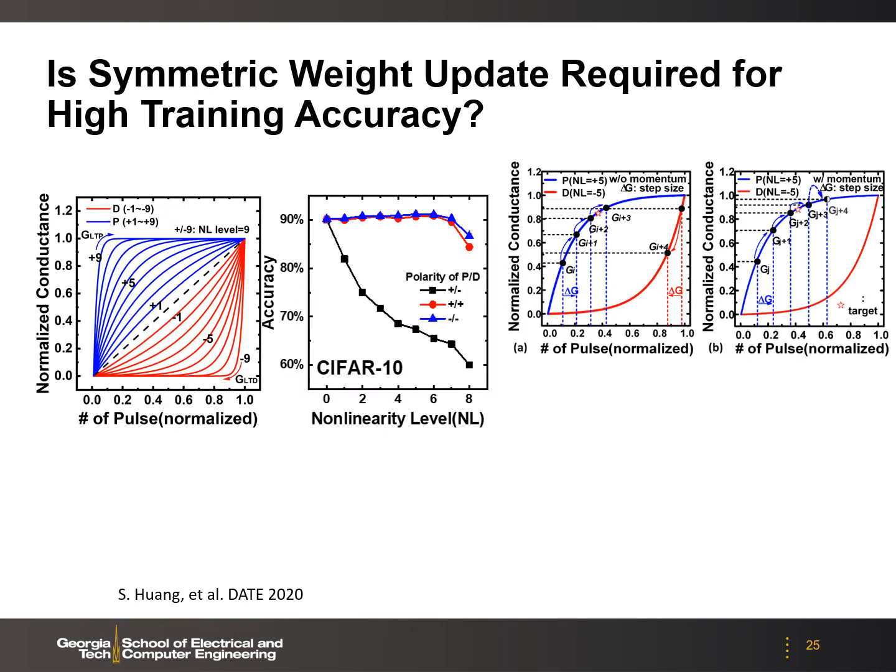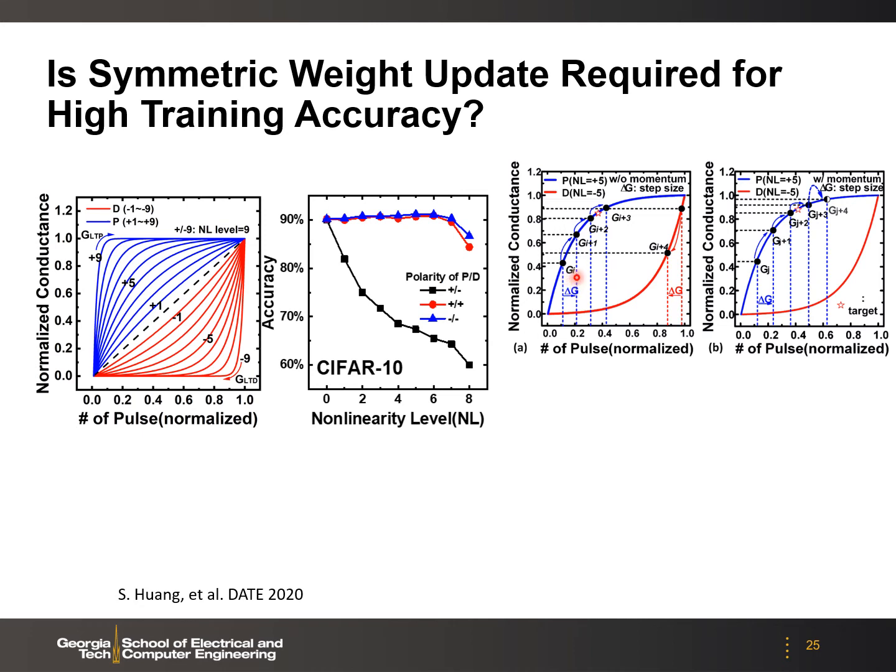The other question we want to address is whether symmetric weight update is required for high training accuracy. This is a problem when we use emerging non-volatile memories for on-chip training. As we know, the device suffers from this non-ideal weight update, where the conductance increase may follow the blue trajectory, and the conductance decrease may follow the red trajectory under the identical pulsing scheme. So here we can see that the training accuracy will quickly degrade over the nonlinearity levels from 0 to 8, as we labeled here.